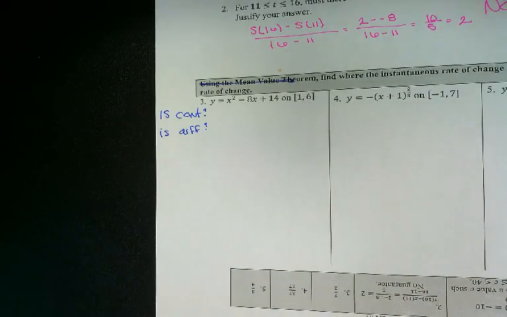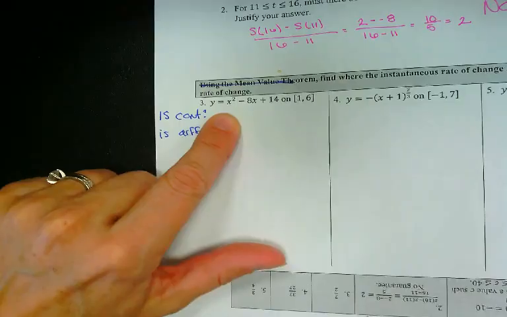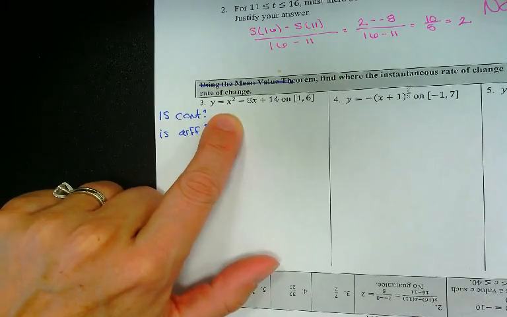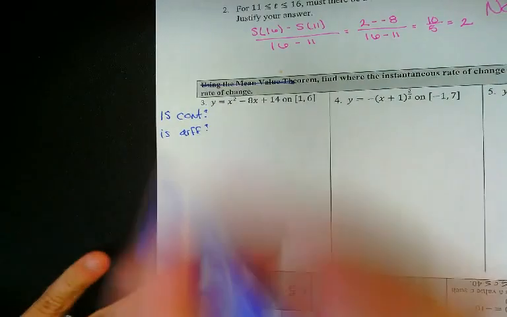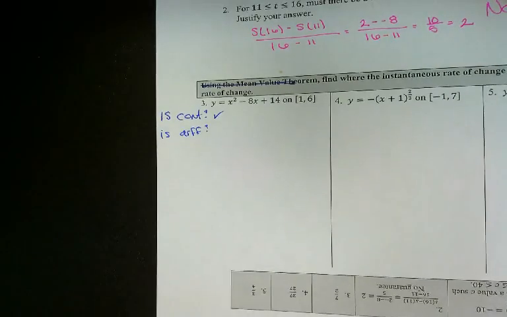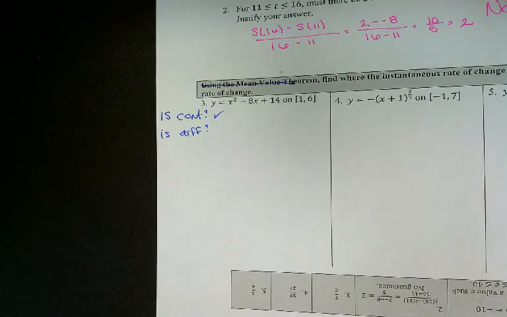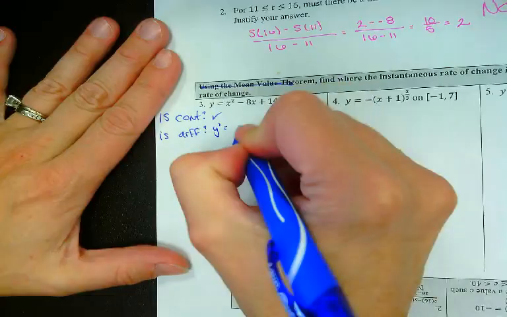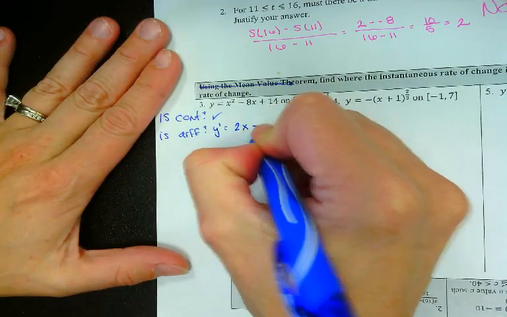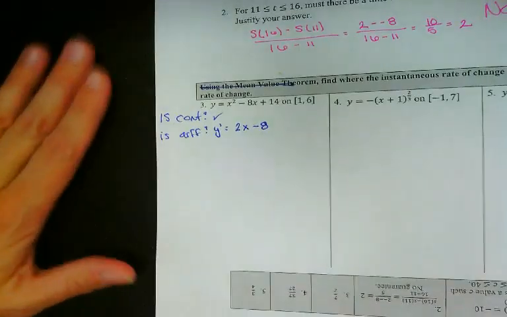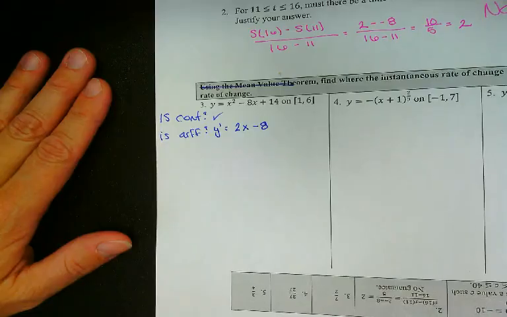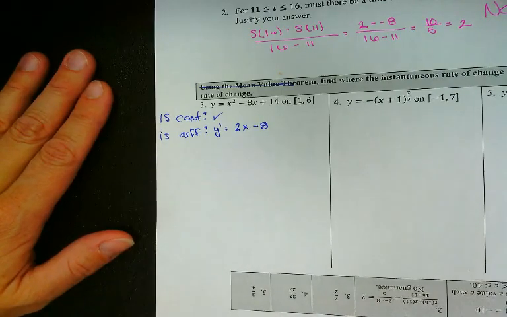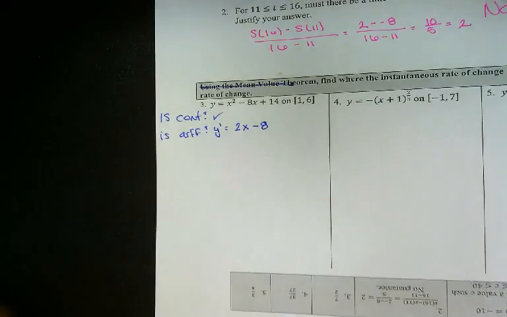It doesn't even work. So can you picture what an x squared function looks like? It's a parabola. Is a parabola continuous? Yes, there's no way it can't be. So I'm going to check off that this is continuous. Now, is it differentiable? Well, I don't know until I take its derivative. So let's take its derivative real quick. The derivative is just 2x minus 8. What does 2x minus 8 look like? It's a straight line. Is it continuous? It's good to go. So it's continuous and differentiable.